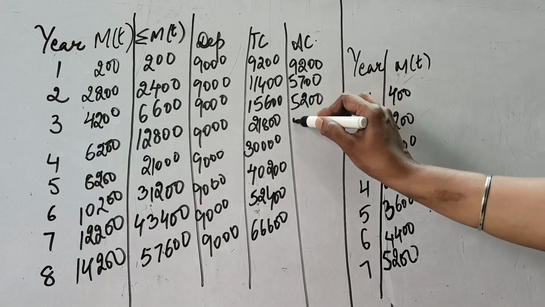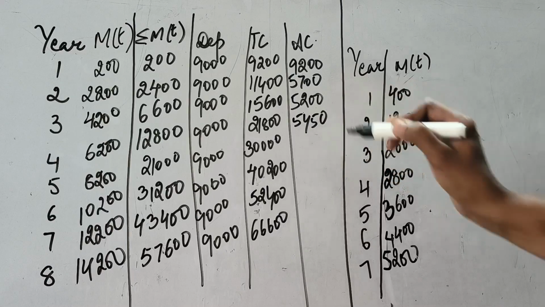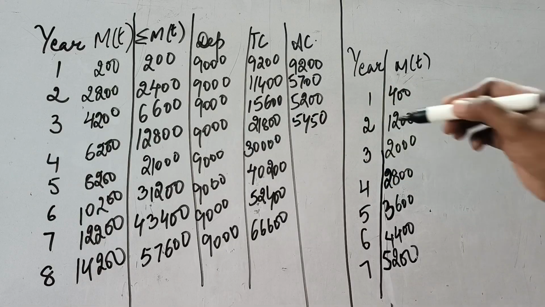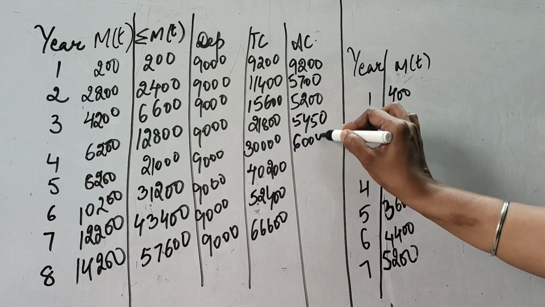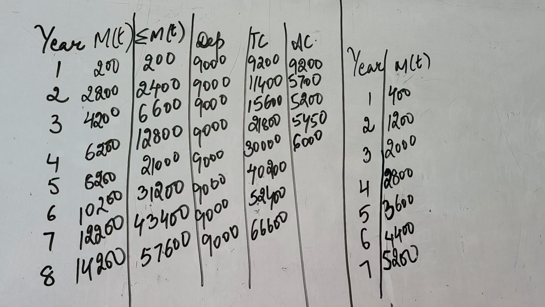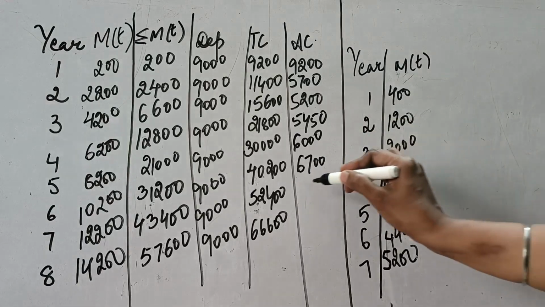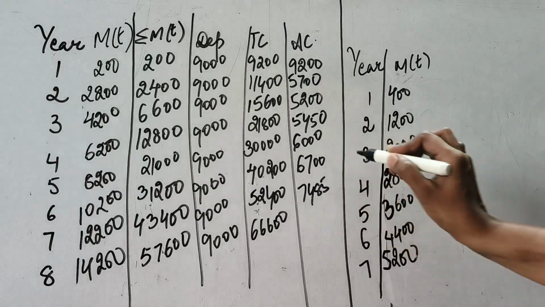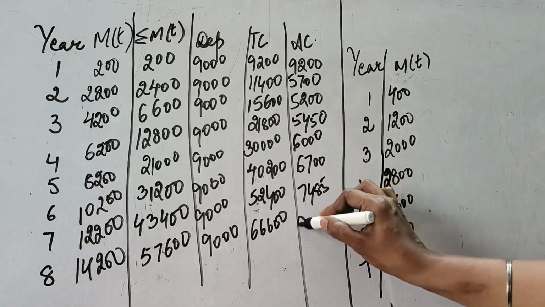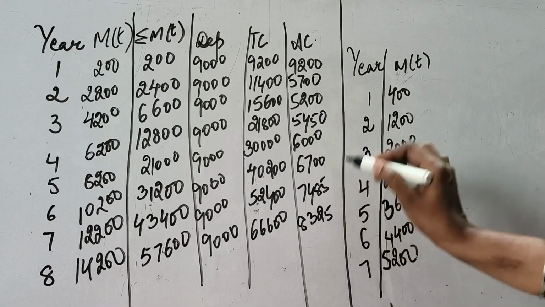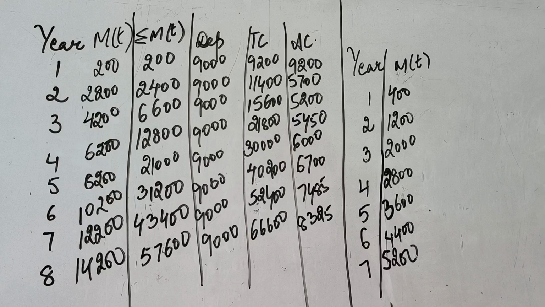21,800 divided by 4, 5,450. 30,000 divided by 5, 6,000. 40,200 divided by 6, 6,700. The next will be 7,485 and the last will be 8,325. So for the first machine, the question is complete.